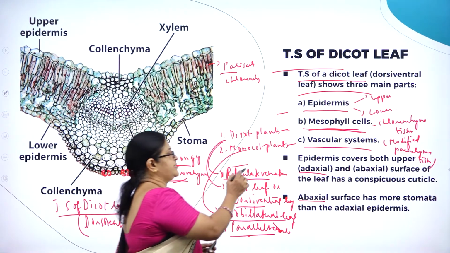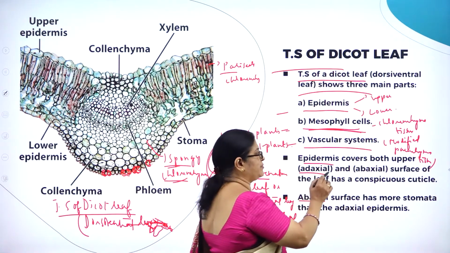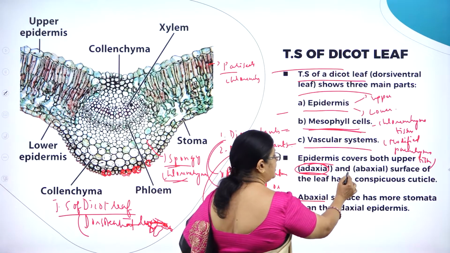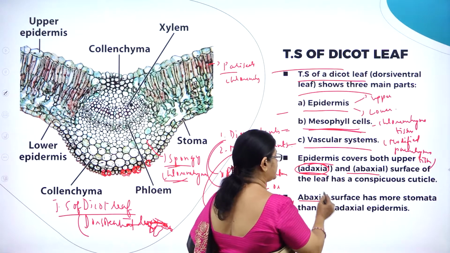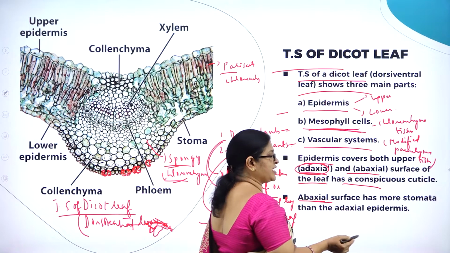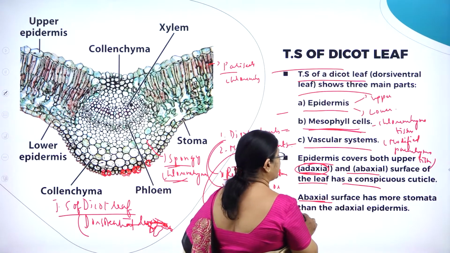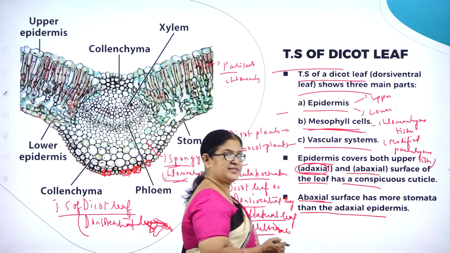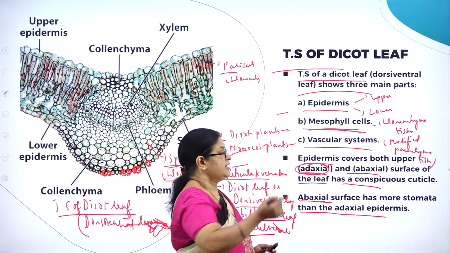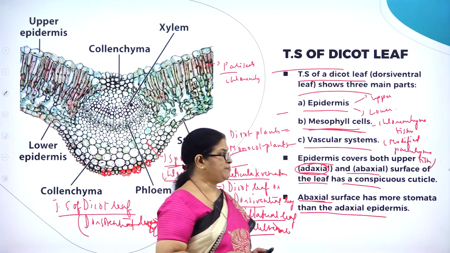Next, epidermis. What is epidermis? Epidermis covers both surfaces of the leaf. The upper is called adaxial and the lower is called abaxial surface, and it has a conspicuous cuticle. The abaxial surface has more stomata than the adaxial epidermis. That is, the lower epidermis will have more stomatal openings than the upper epidermis.